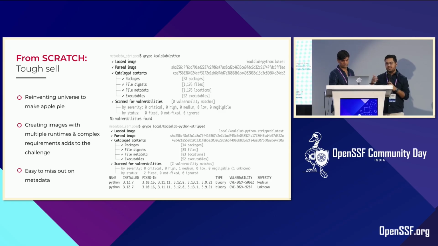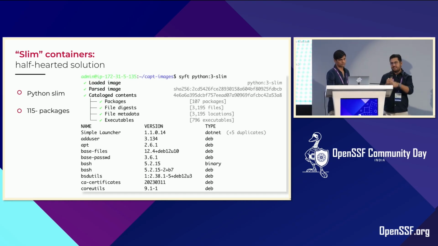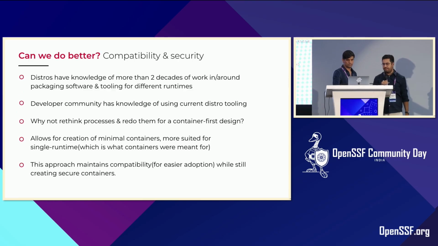And obviously there are other drawbacks as well. For example, you can miss out on the metadata of each of those packages, leading to scanners not being able to scan these containers. And as I mentioned earlier, there have been some solutions around modernizing the distros, and there are some slim containers that you can download from Docker Hub, but these are really half-hearted solutions, and there hasn't been a full effort to actually create minimal containers.